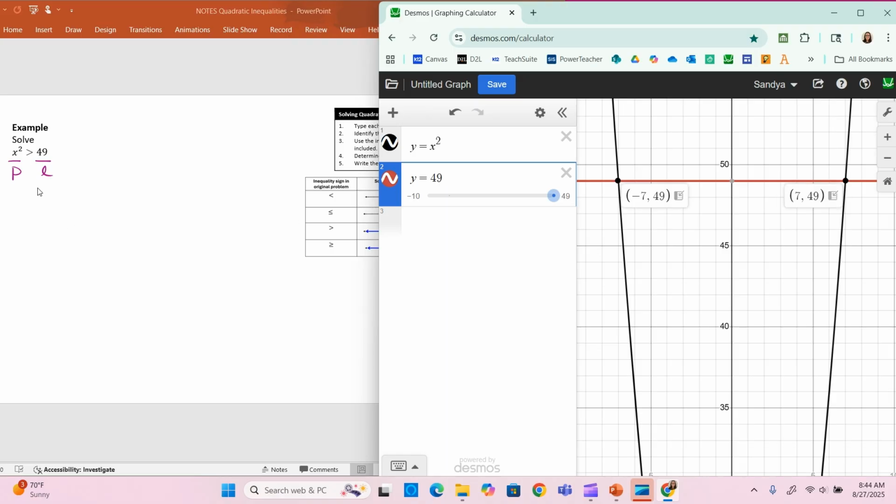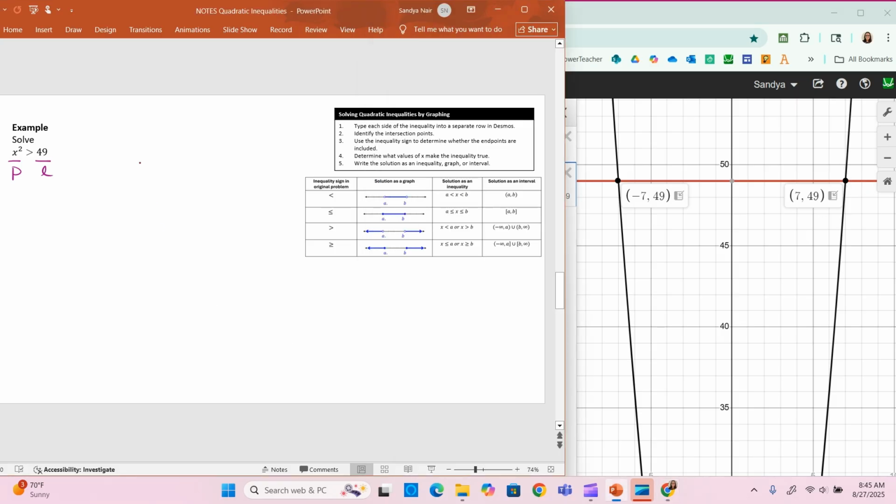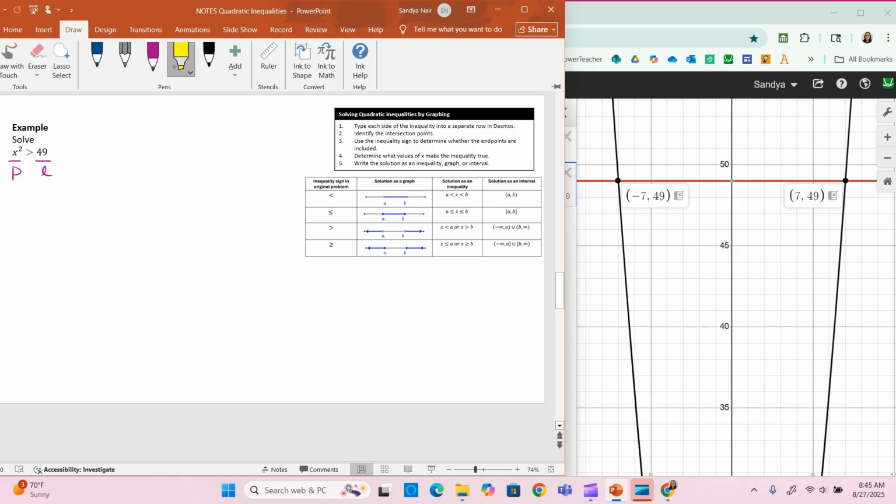So let's think about what this inequality is asking us. It's saying, where's the parabola above the line? The parabola is in black. You can see it's above the line for this section from -7 to -infinity, and it's also above the line for this section from 7 to +infinity. Now let's use this chart to help us figure out how to write the solution.